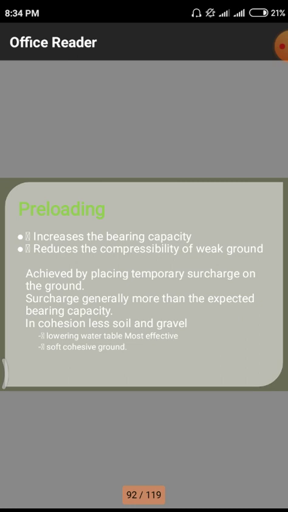In cohesionless soils and gravels, lowering of the water table is most effective. Previously we dealt with granular soil, but in the case of these cohesionless soils, we have soil and gravel particles, so we need to lower the water table, whatever the water content is present in the particular soil or the groundwater level, and we need to reduce these levels as much as possible for these conditions.